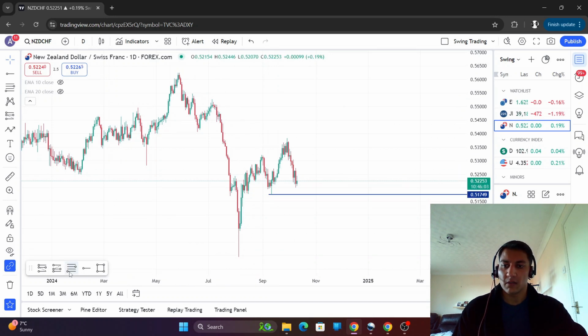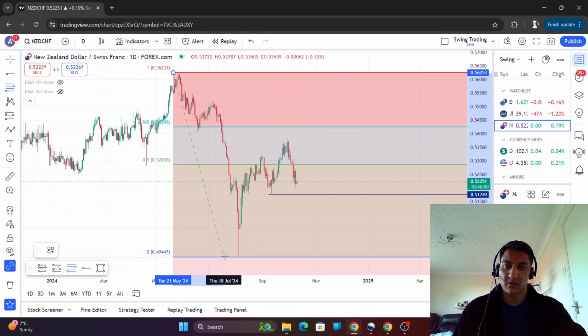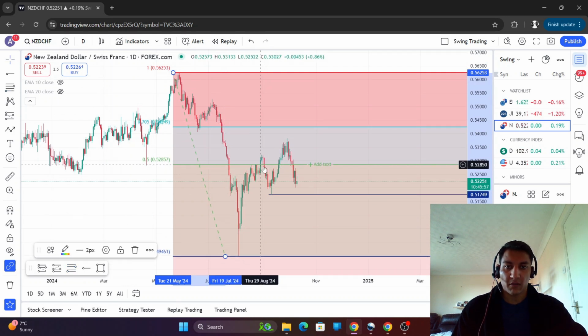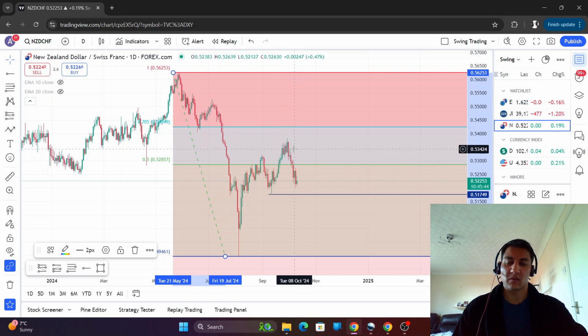We've retraced up. Let me get the Fibonacci. The only thing I'm looking for with the Fibonacci is the 50% level. See how we're on the 50% level here? We shoot up here, and now we're below the 50% level. I always like to see price get to the 50% level because this is where the large smart money hedge funds are starting to sell as soon as it hits this 50% level.